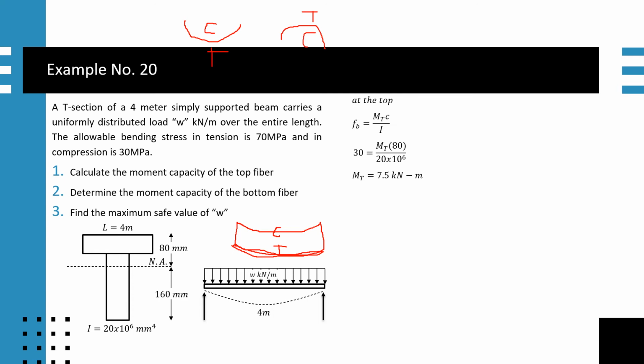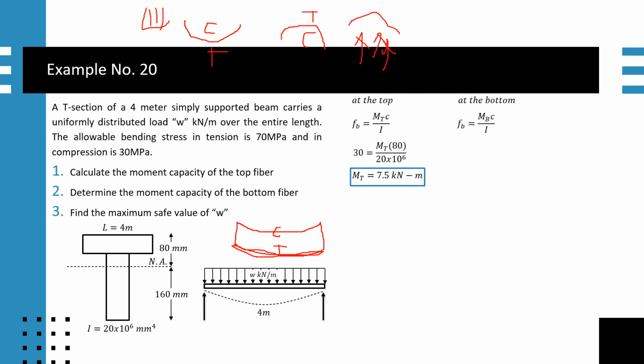So, kung ang load mo is pababa, that is smiling face. Pag pataas naman, kapag inaangat niya, that is sad face. Okay? Ganun lang. So, next, kaya ganito yung ginamit. Kaya sa top fiber, ang gagamitin mo is the allowable bending stress for compression. So, at the bottom fiber naman, you will be using 70 MPa for tension.